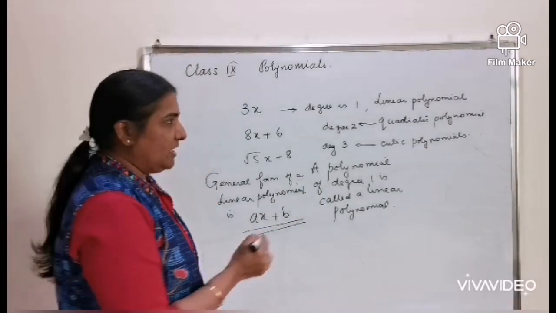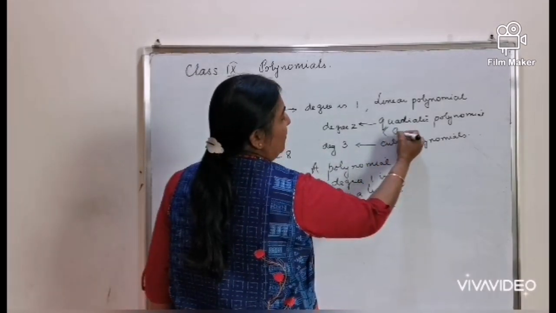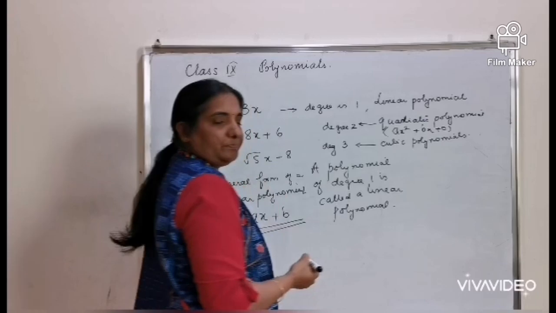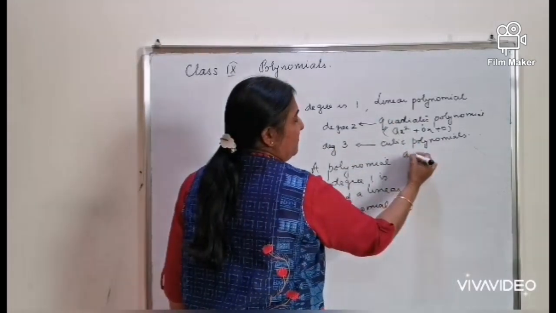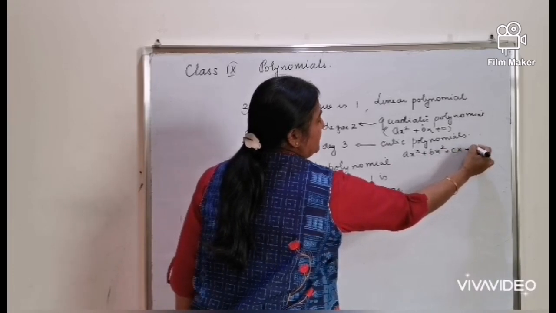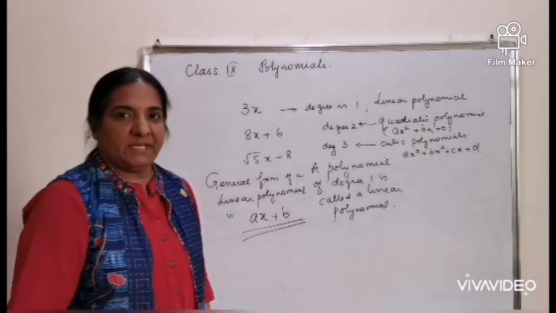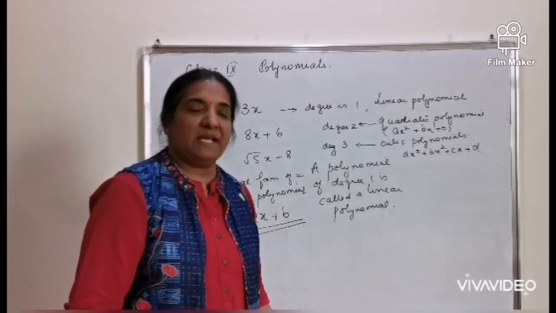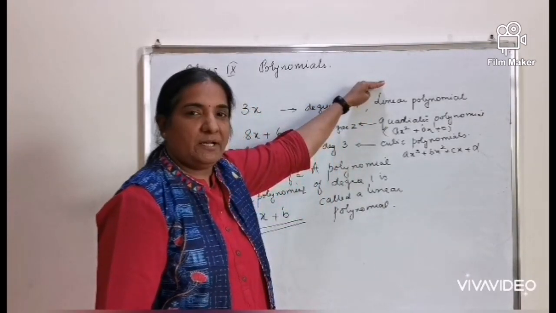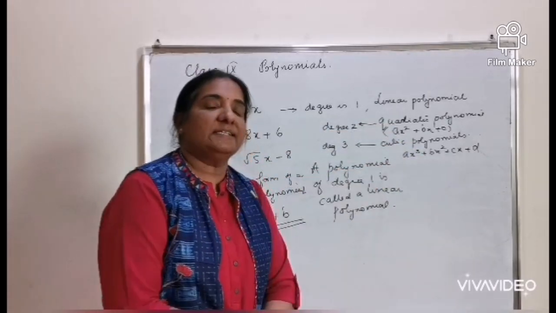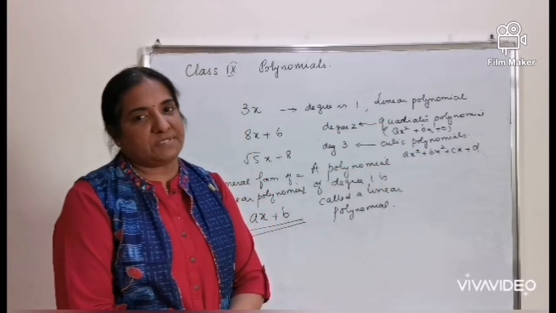Similarly, for your knowledge, what will be the general form of a quadratic polynomial? Ax square plus bx plus c. What will be the general form of a cubic polynomial? Ax cube plus bx square plus cx plus d. Thus, these are the different types of polynomials: linear polynomial, quadratic polynomial, cubic polynomial, and their general forms.